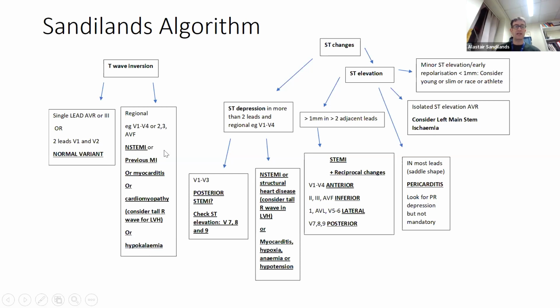So all these things, you need to have clinical context to identify why this is regional. And again, you may also have Q waves that are associated with T-wave inversion to suggest that this is a previous myocardial infarction. On the other side, we have ST changes.